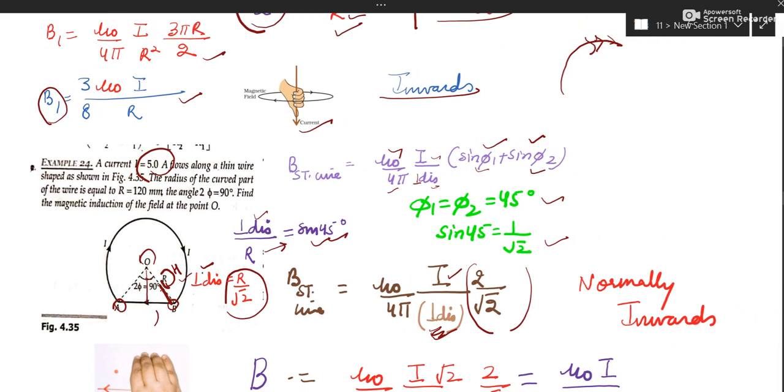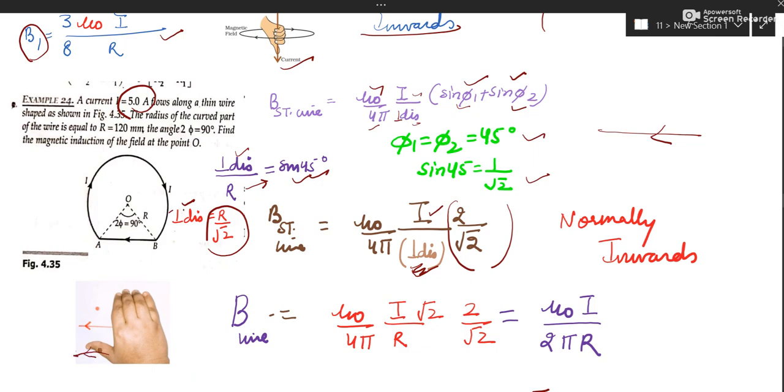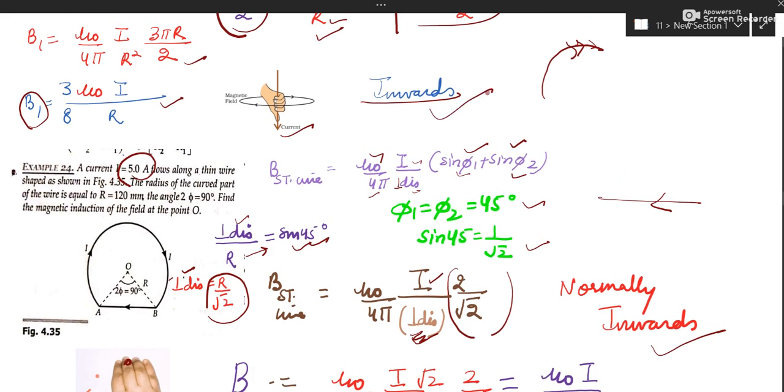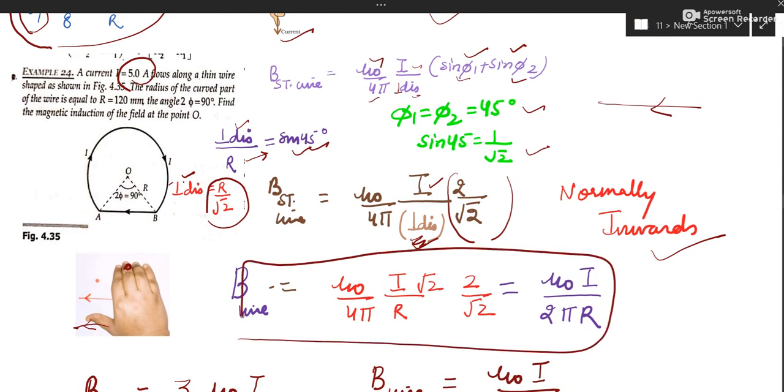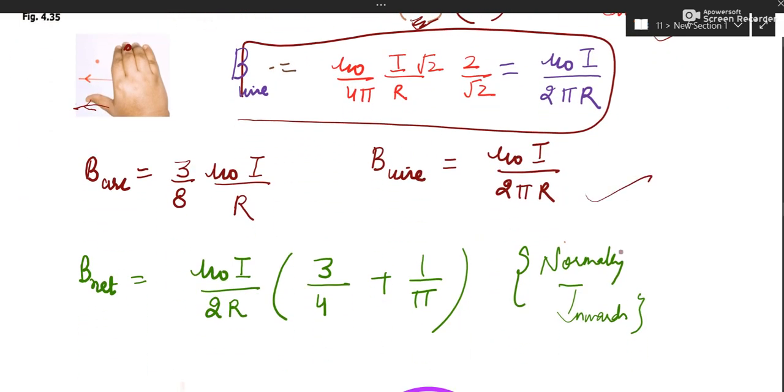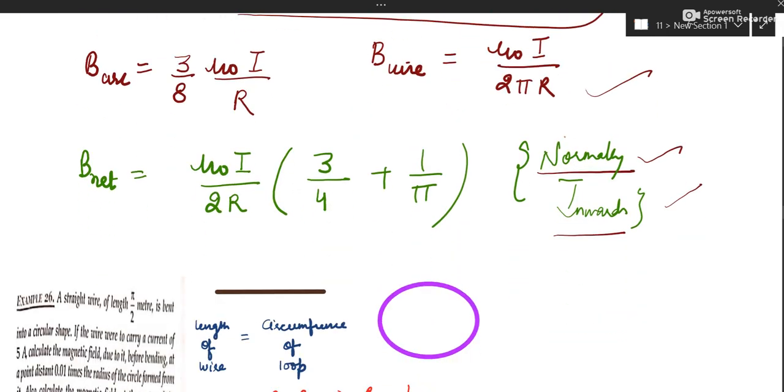So where is your current in the loop? In the straight wire, it is like this. So current is here. You'll have to find out the magnetic field at the center. The point is here, so it is normally inwards. The previous one was also inwards, so both will be added. This magnetic field due to the curve and this magnetic field due to the straight wire will be added. Take the LCM and check it out. After adding, you must write normally inwards.